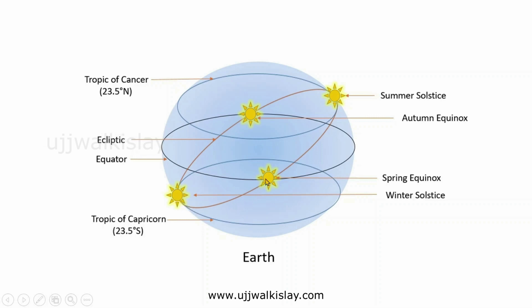Moving ahead, it again reaches the day when the ecliptic and equator have a common point. This day is referred to as the spring equinox. Traveling ahead, it once again reaches the point of summer solstice. So as you can understand, the solstice and equinox alternate. This is the annual path of the sun.